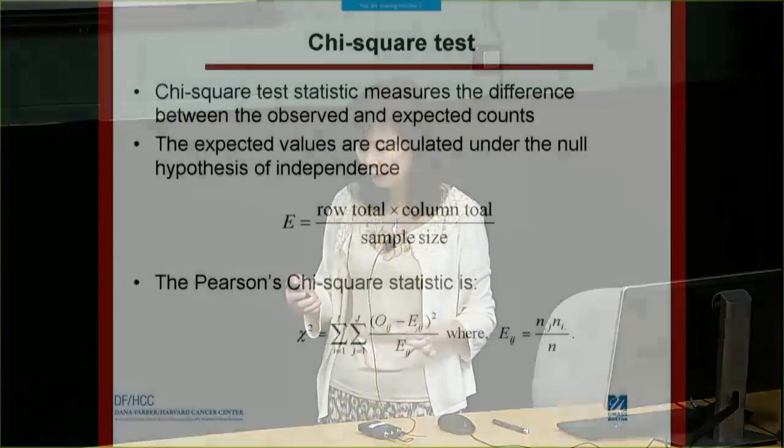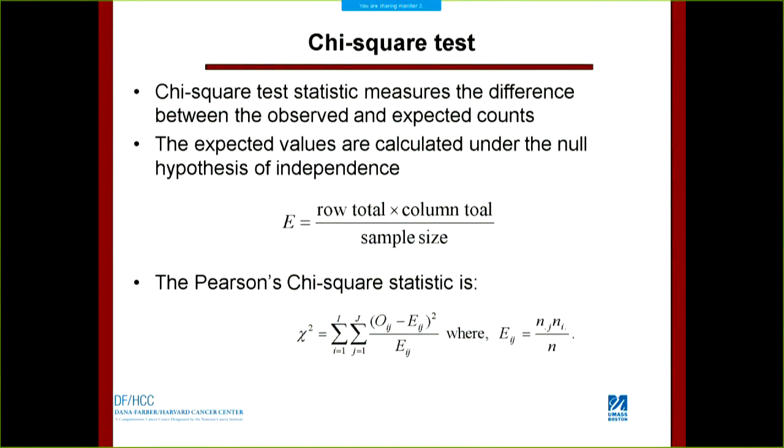The chi-square test statistic is calculated based on the assumption of independence. Under the null hypothesis of independence of the column and row variables, we can calculate the expected value, which is the row total times the column total divided by the sample size. Then we sum all the differences between the observed value and the expected value to get the chi-square test statistic.